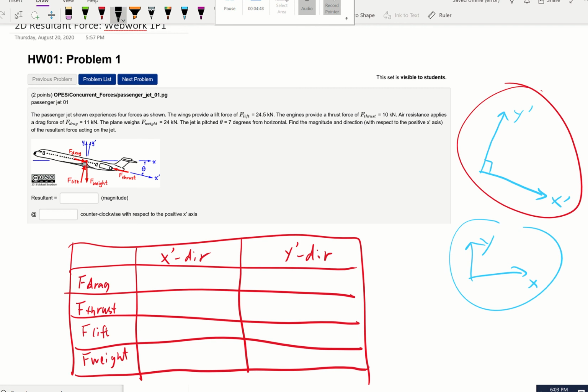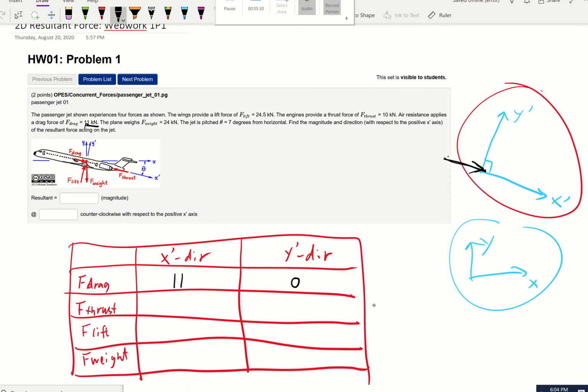Now we're just going to try to fill those cells. So F drag is right here, and we're using the x prime, y prime coordinate. F drag is in the x prime direction and it's pointing in the positive direction, to the right. So if my F drag is given as 11 kilonewtons, all 11 kilonewtons are on x prime. The y prime is going to be 0 because it's on the x prime direction. Nothing needs to be decomposed to y. It's set on x prime.